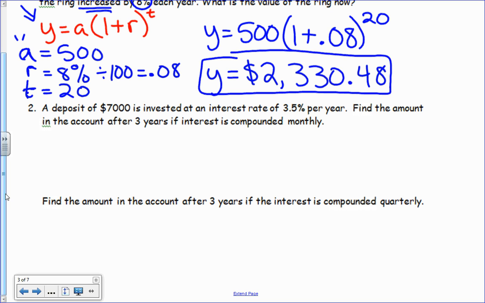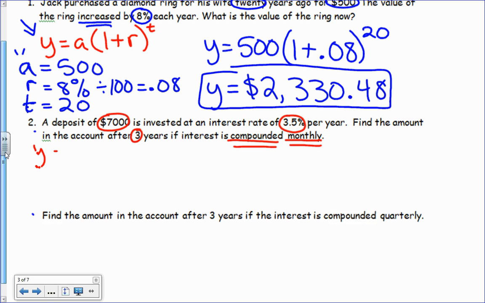All right, number 2 has 2 parts. So both of these lines, this line and this line, go with number 2. A deposit of $7,000 is invested at an interest rate of 3.5% per year. Find the amount in the account after 3 years if interest is compounded monthly. We know right now we are using the compound interest formula because it says compound.